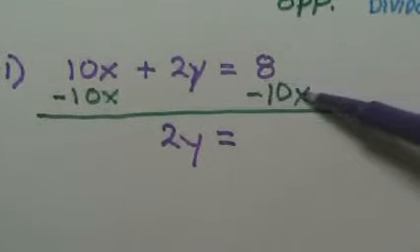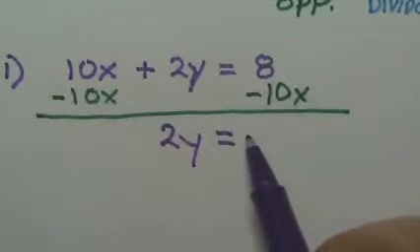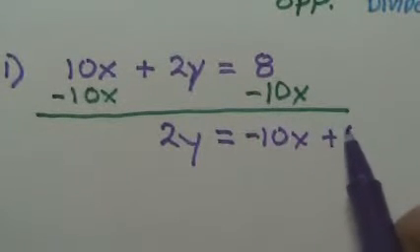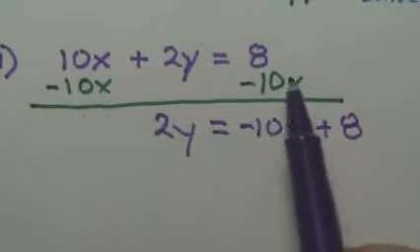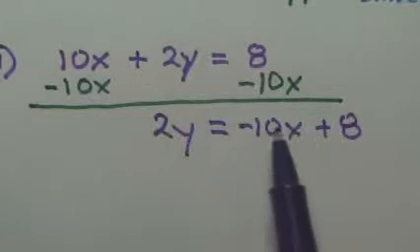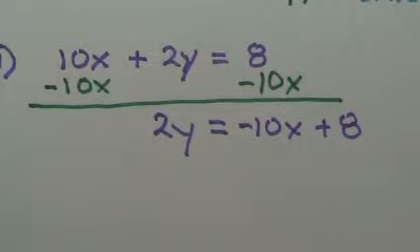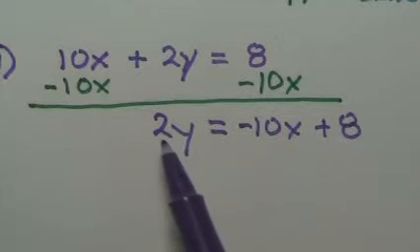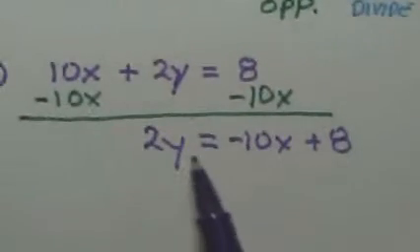And now I cannot combine these. These are not like terms. One of them has an x, and the other one does not. So all I'm really going to do is just push over the 8. That's a positive 8 there. So it looks like that. Notice all I did is subtract 10x, so it's like I'm putting a negative 10x on the other side. It's like when it switches sides, it has to change sign. Okay, so we're almost there. Now we need to get rid of the 2. And we said to get rid of the coefficient, in this case, we're going to divide. Divide by 2.